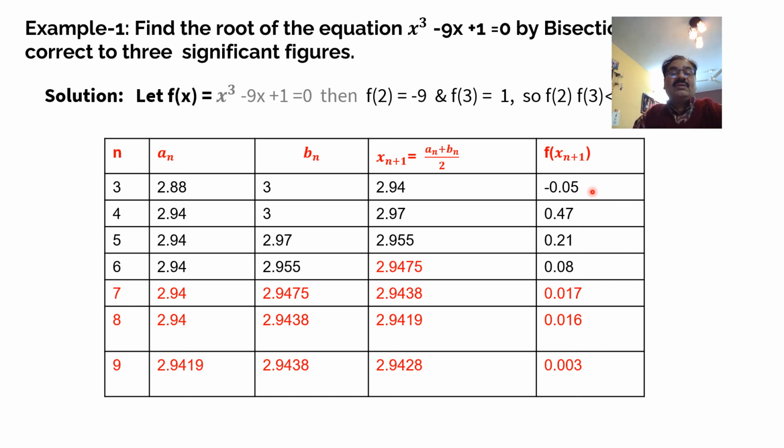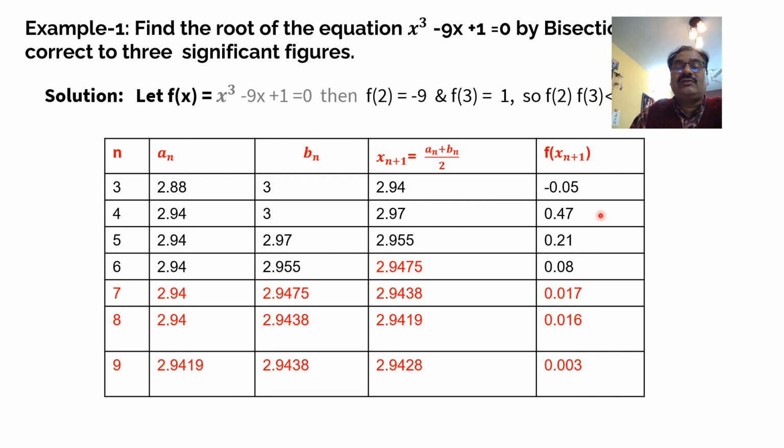Next, after putting 2.88, 3, you get 2.94, and this is minus 0.05. Okay, so every time you look at how the sign varies. If you get the same sign, then you have to change the corresponding value. But here in this case, if you check 2.94, 3, you get 2.97, and the value is 0.47. The first time this is positive. It means the positive is shifted from 3 to 2.97. In the next step you will consider this value as an, but you will change b now to 2.97, because this has turned into a positive value.